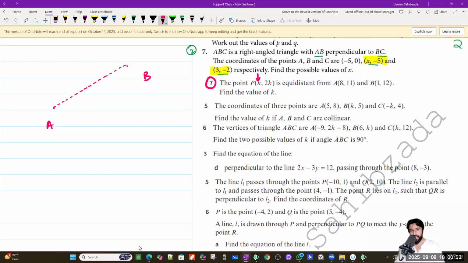We have k comma 2k, which is equidistant from A and B. So this k comma 2k can be here at equal distance, or it can be above, or it can be below it. Equidistant just means that the distance is equal. You cannot force a midpoint on this.